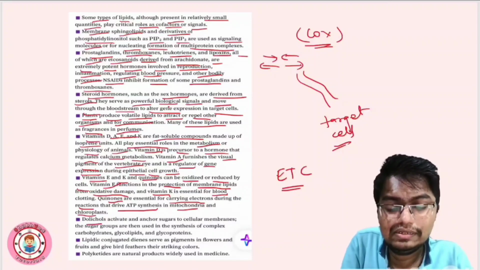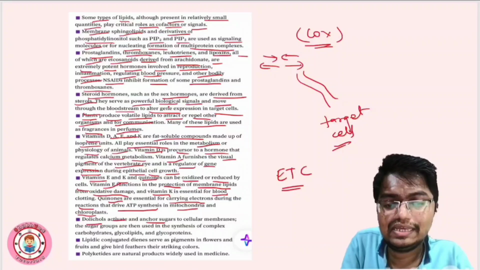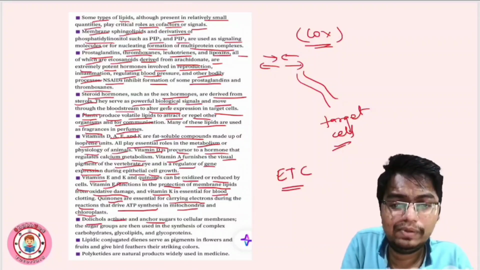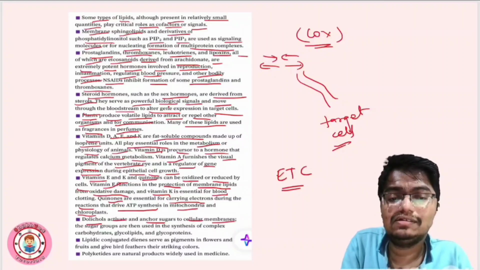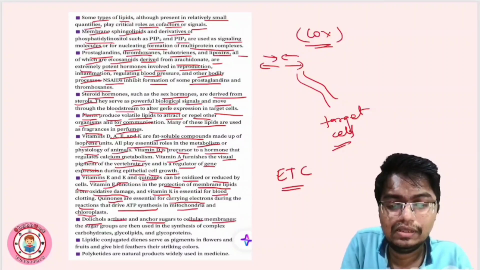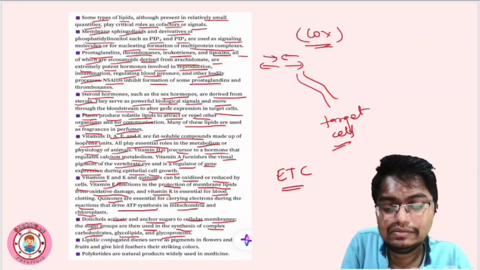देन डॉलिकॉल्स एक्टिवेट एंड एंकर शुगर, राइट? शुगर का एक्टिवेशन करते हैं, एंकर करते हैं. एंकर मीन्स अटैचमेंट, ओके, टू सेल्युलर मेम्ब्रेन. So as I said, this is called glycosylation and we have discussed this in the cell biology. The sugar groups are then used in the synthesis of complex carbohydrates. Complex carbohydrate का formation होता है glycolipids as well as glycoprotein.